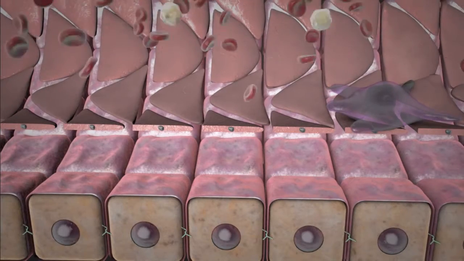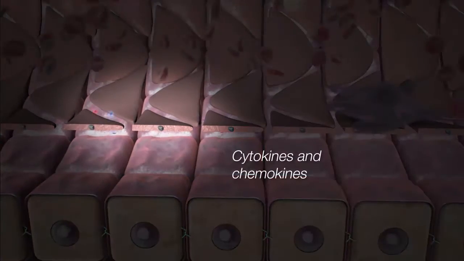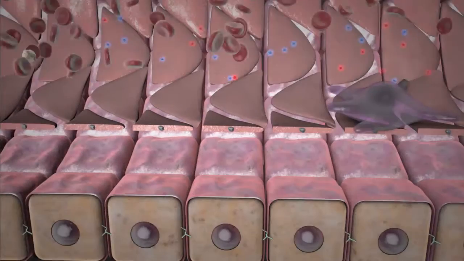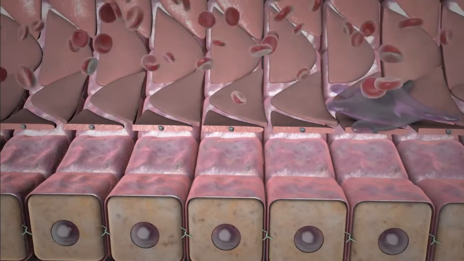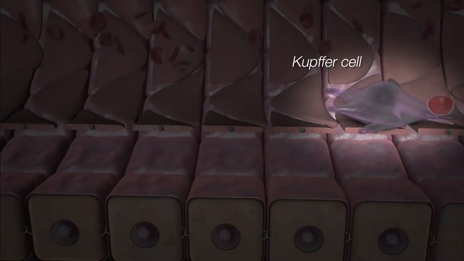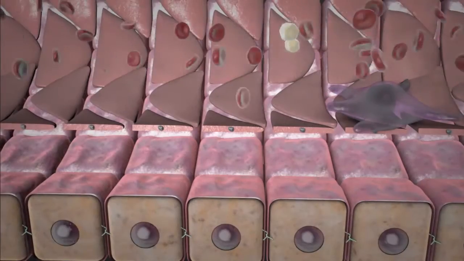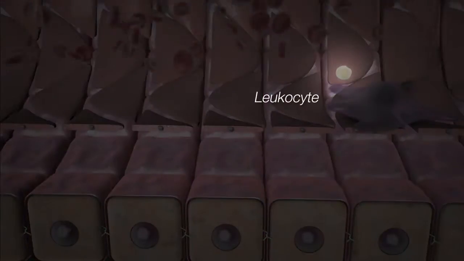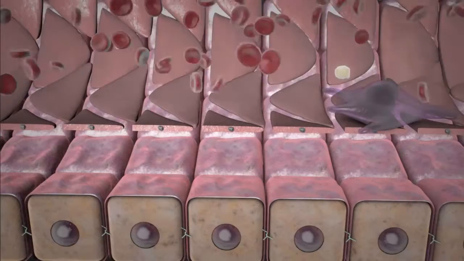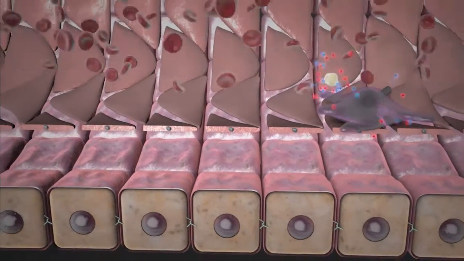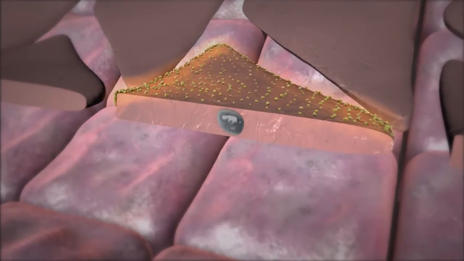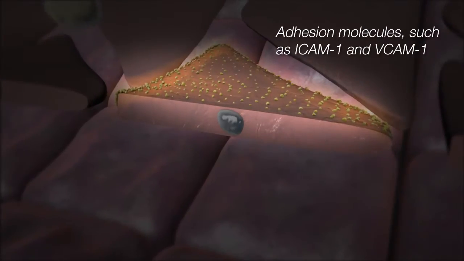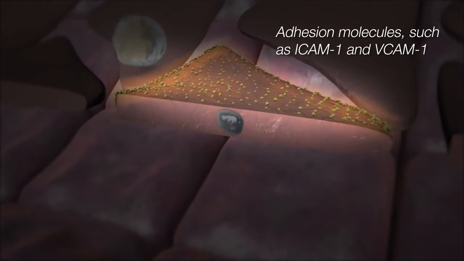Activated endothelial cells also release cytokines and chemokines into the bloodstream that trigger an inflammatory response. Resident Kupffer cells are activated and leukocytes are recruited to the sinusoids. Activated Kupffer cells and leukocytes release more cytokines, leading to the appearance of adhesion molecules, such as ICAM1 and VCAM1, on the surface of endothelial cells.